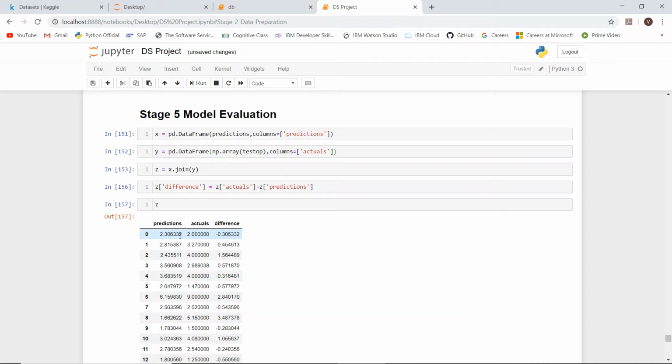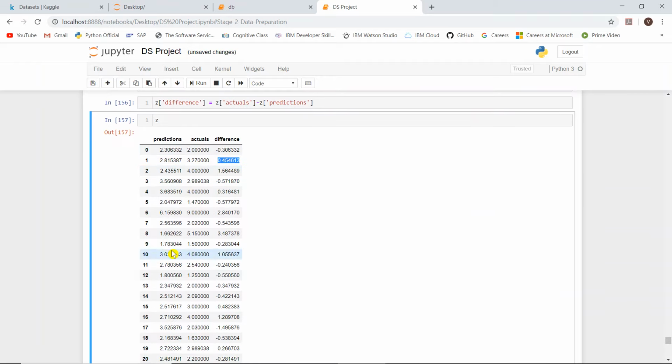Here you can see now actual is 2, but the prediction is greater, so there is a difference of 0.3. And like that, actual is 3.27, prediction is 2.38, so the difference is 0.45. This much difference is there. Like that for every prediction, that means for a given total bill, the actual is 2 but the prediction is 2.3. This is the testing set.